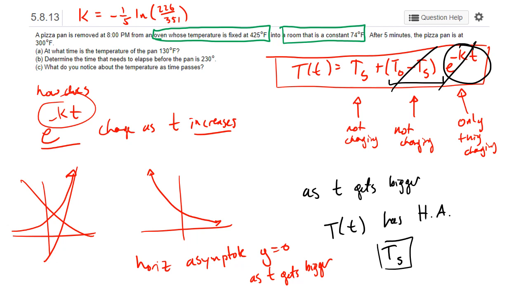So Newton's law of cooling is saying something that is intuitively fairly obvious. If you take this pizza pan out of the oven and leave it in the room and just wait forever, the temperature of the pizza pan will gradually approach the temperature of the room, 74 degrees. It's not going to get colder than that, and it's not going to stay at 90 degrees forever. Eventually it's going to cool down and just keep getting closer and closer to 74 degrees. So that's what part C is getting at.